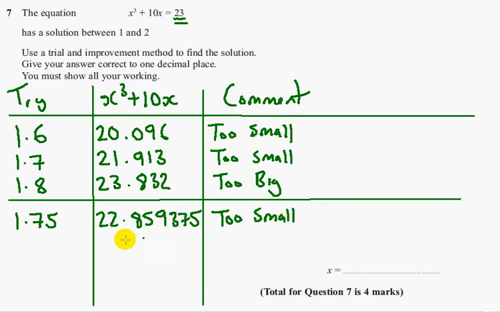That means the solution has got to be between 1.75 and 1.8, which means out of 1.7 and 1.8, it's got to be closer to 1.8. So to one decimal place, your final answer is 1.8. So x equals 1.8. And that's it.